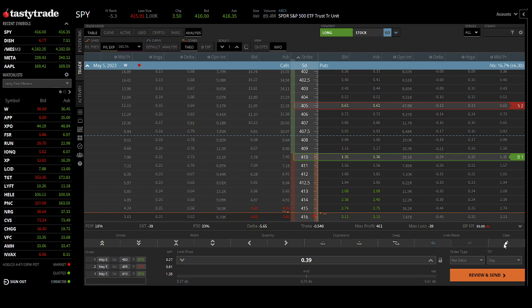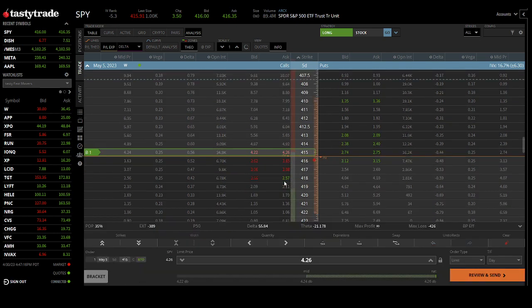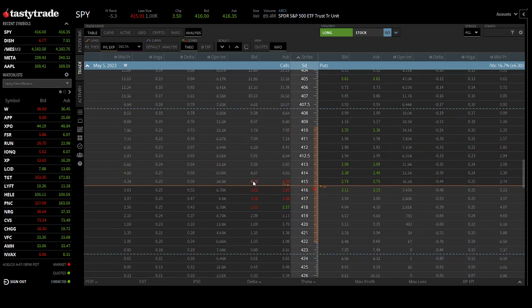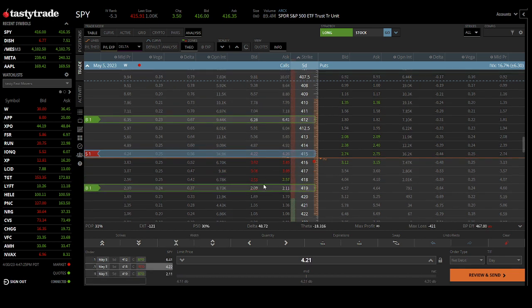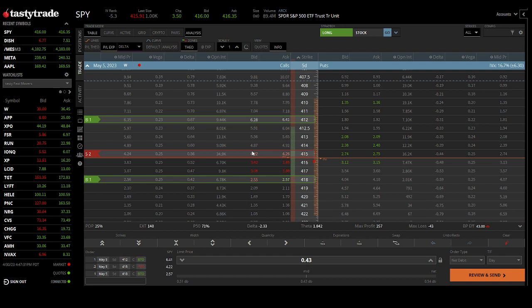But that's the basics. To recap one more time, you sell two and you buy one on each side. So sell two at the money or around the money, buy one in the money, buy one out of the money. They are equal distance, generally. If you're doing just normal butterflies, your wings are equal distance apart. So 415 plus 3, 418, minus 3, 412.